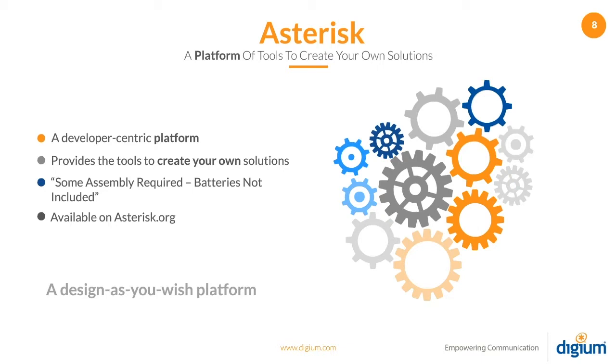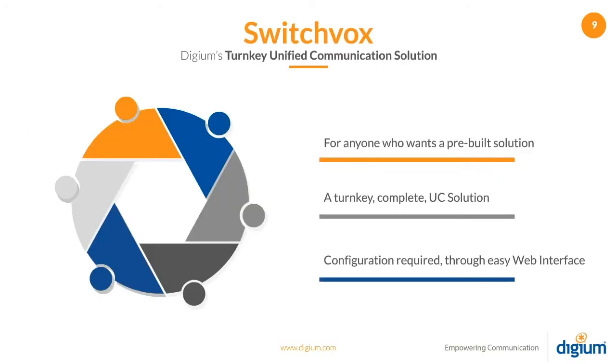Now, Digium, on the other hand, has taken Asterisk and we've created Switchvox, which, as I mentioned earlier, is our turnkey unified communication solution. It's for anyone who wants a pre-built solution. It's a complete UC solution, meaning it has all the features and functions that you're looking for out of a phone system of today. Its configuration is required, but there's no programming required. So unlike Asterisk, where you need to build the entire platform yourself, Switchvox is already set up on the back end, so all you need to do is use our easy web user interface or our admin interface, point and click, and away you go. And we'll see exactly how easy it is in the next coming moments.